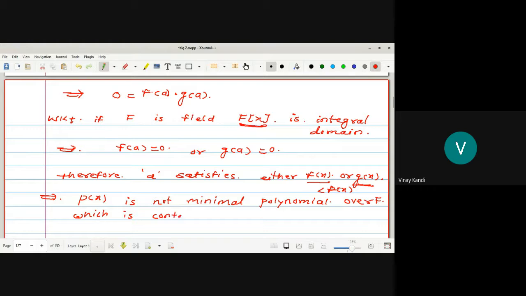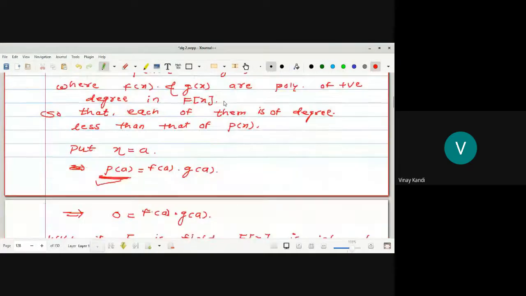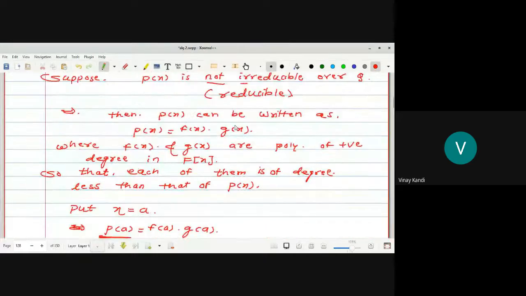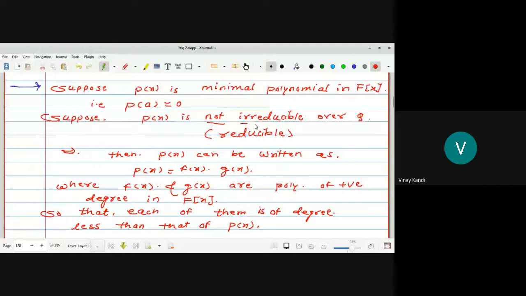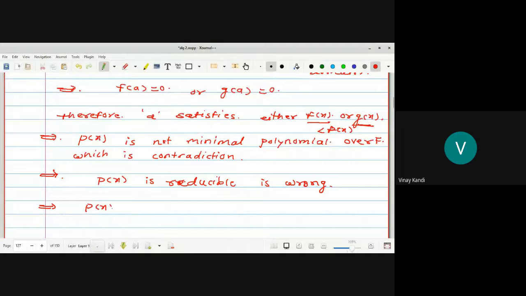Why? Because we assumed, but p(x) is the minimal polynomial. Why do we get this contradiction? Because we have assumed wrongly. What did we assume? That p(x) is not irreducible. So the statement is wrong, and this implies p(x) is an irreducible polynomial in F[x].